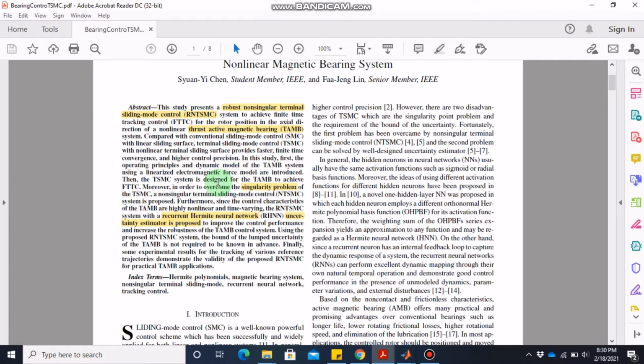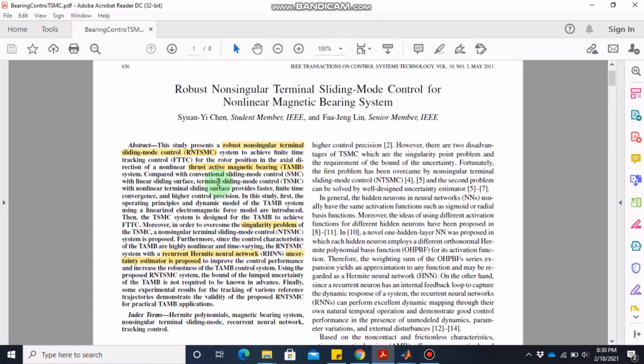I will show you how I have approached simulation of the control presented in this paper, and then you can use this video as a starting point if you want to do further research on the robust non-singular terminal sliding mode control.